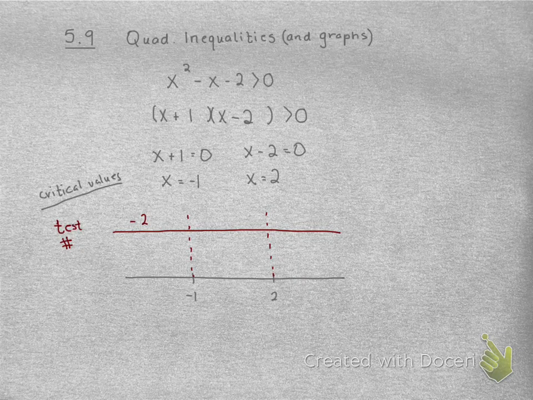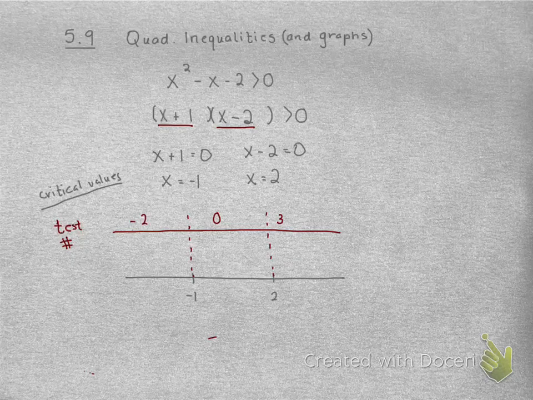Now we're going to pick a test number in between -1 and 2. Well, obviously the wisest choice there would be 0. Okay, then for the last interval, we're going to pick a test number bigger than 2. So I'm going to pick a 3. Okay, now what we're going to do is we're going to plug each one of these test numbers in to those factors. Okay, and we're not looking for answers. We're looking for, is that answer positive or is that answer negative?